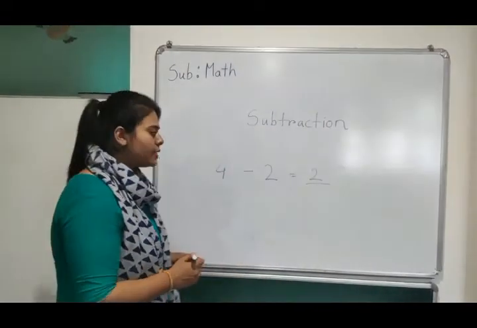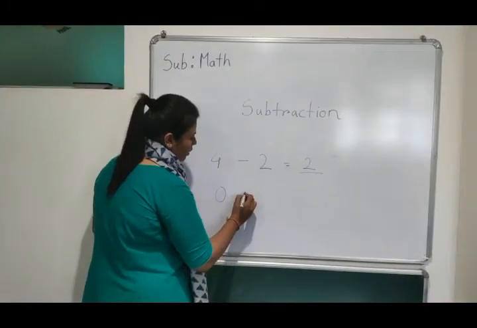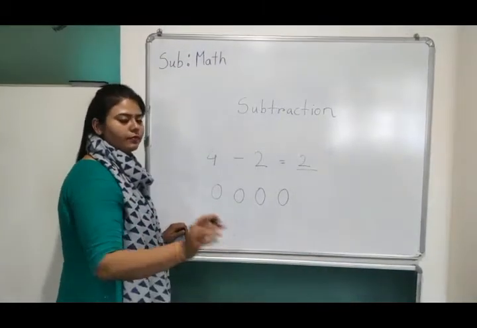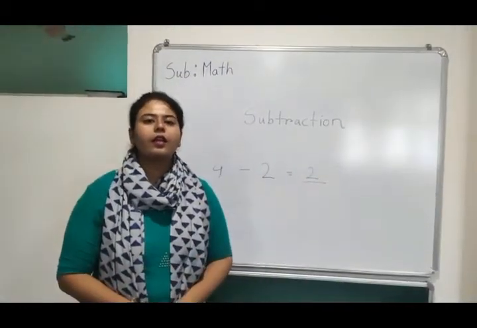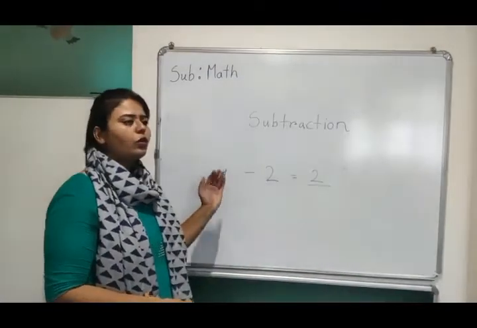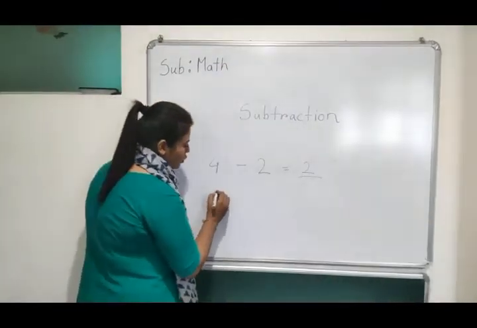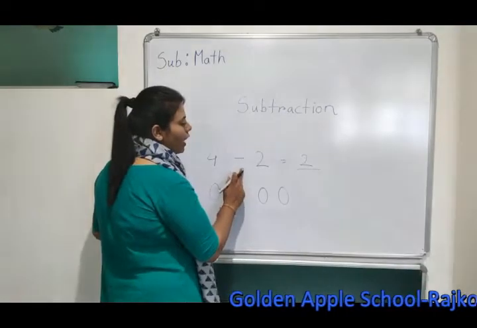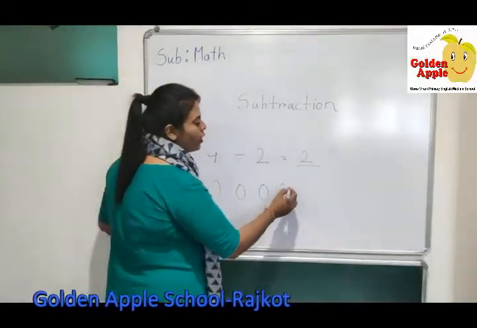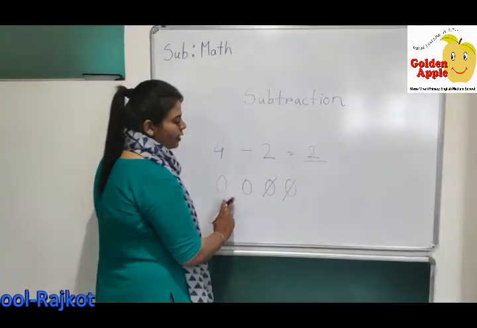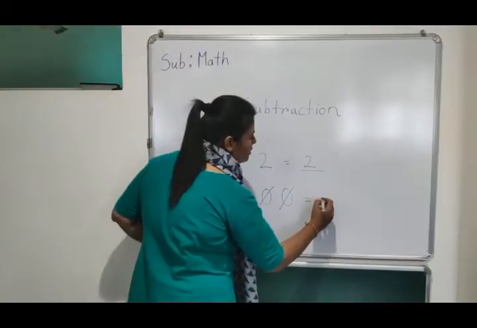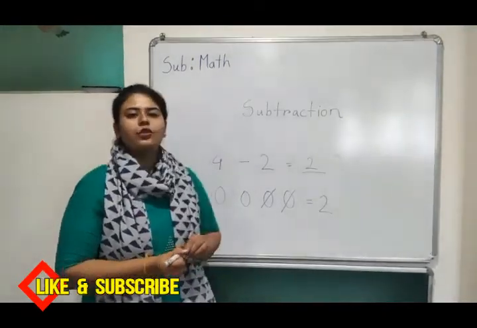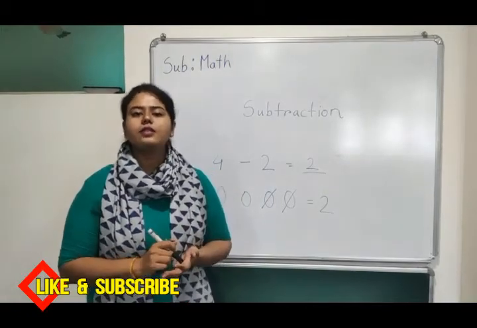Now we can do this way also. I will draw 4 balls. Another way I can draw 4 balls. There are 4, here 4. Now we have to cut 2, so I will cross out 2. 1 and 2. So our answer is 2. This way we can do it, and also we can use our fingers and do the subtraction.